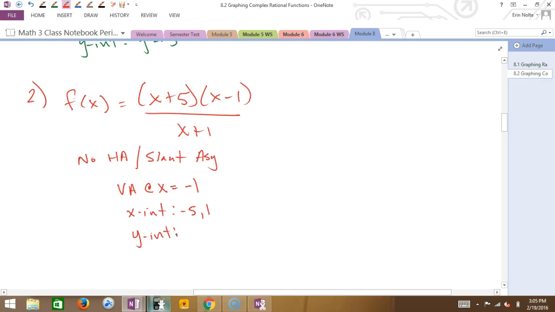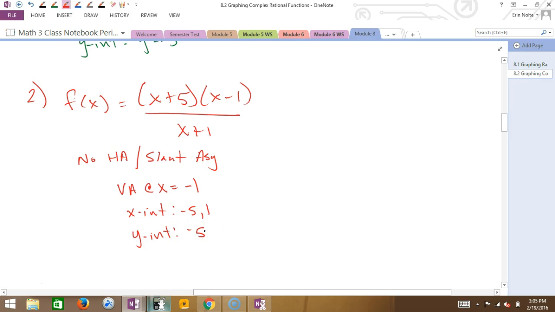And last, my y-intercept. What do I do to find my y-intercept? Plug 0 into the x. So if I plug 0 in here, I would have 0 plus 5, so 5. 0 minus 1 is -1. So what's 5 times -1? -5. On the bottom, 0 plus 1 is 1. So I have -5 over 1. So -5. Good, I agree with that.